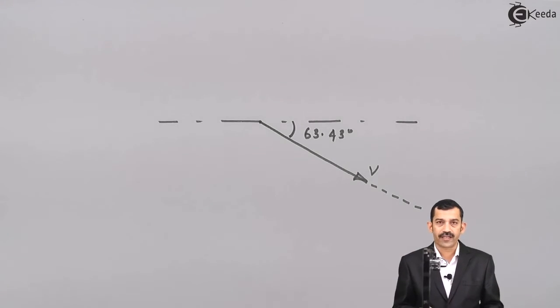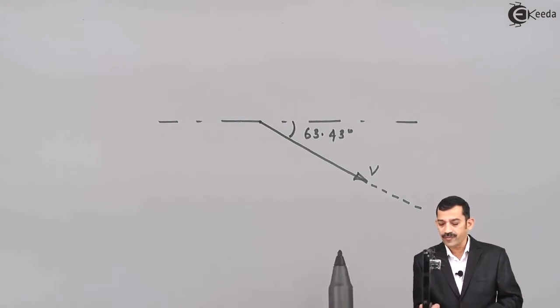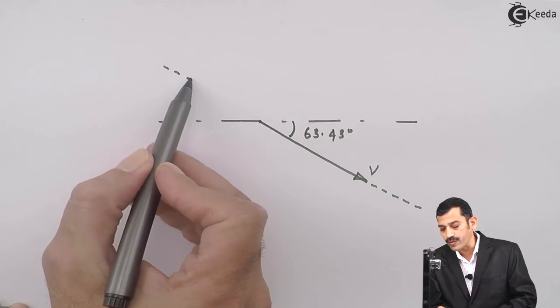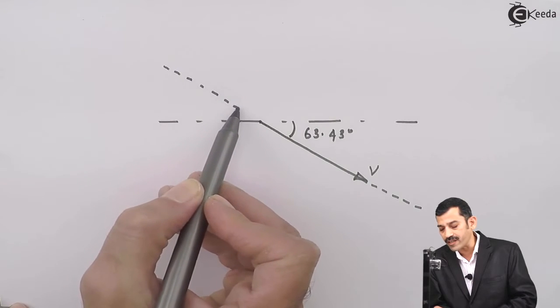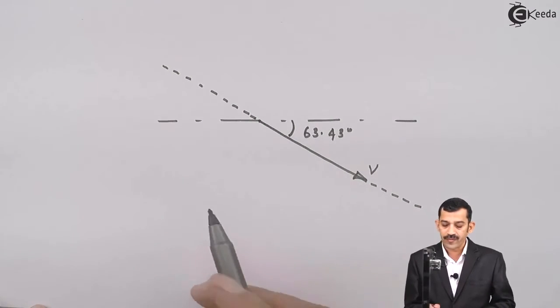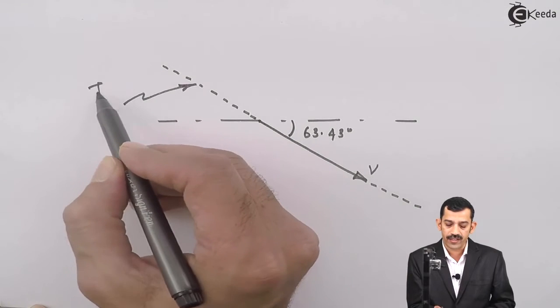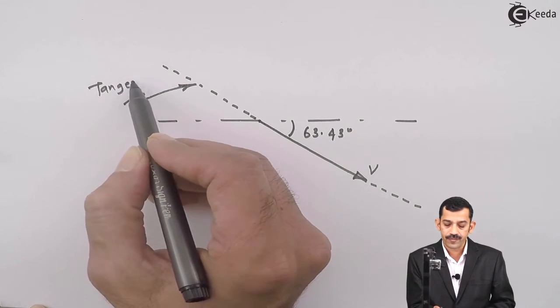Velocity is always directed along tangent to the path. Therefore, once we represent velocity, this line also represents a tangent. That means this line is tangent to the path.